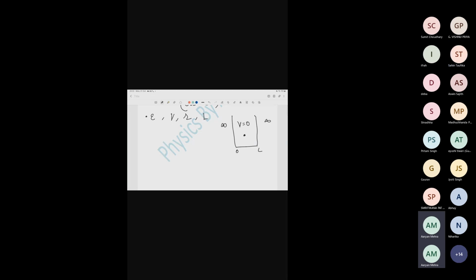Energy, position, momentum. Here you don't usually talk about angular momentum because intrinsically it does not have any angular momentum. If it is an electron, then you talk about it. If it is not a spinless particle, then you talk about it; otherwise you don't. Okay, so these are the things you measure.